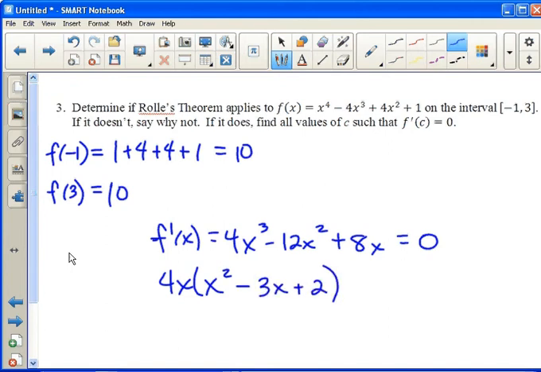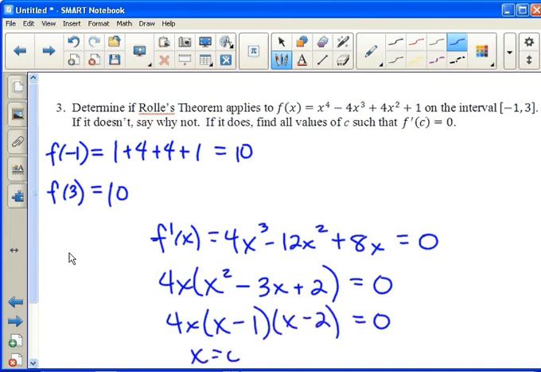You can factor that to be x minus 1, x minus 2. So we have 0, 1, and 2 as our answers. 0, 1, and 2 are our answers.